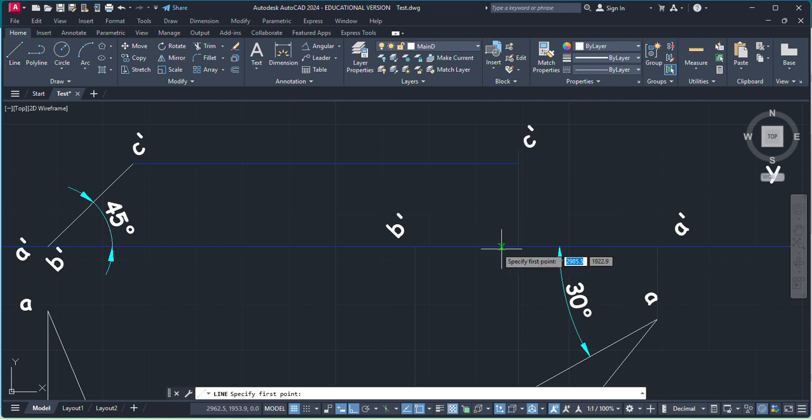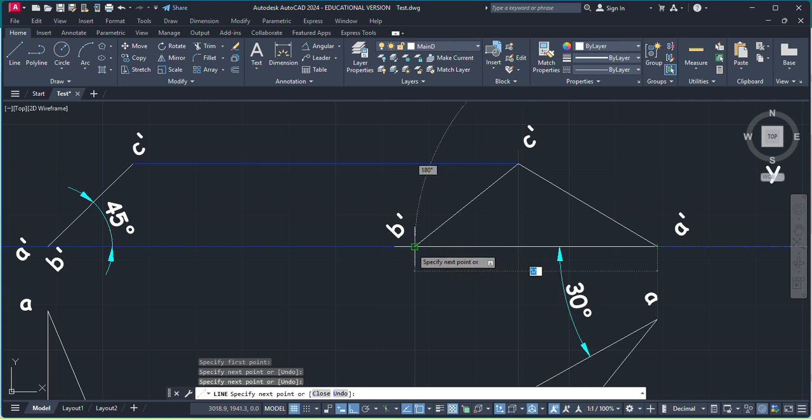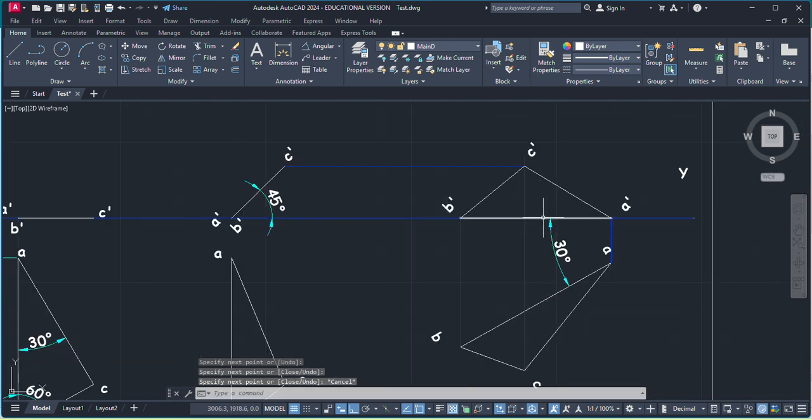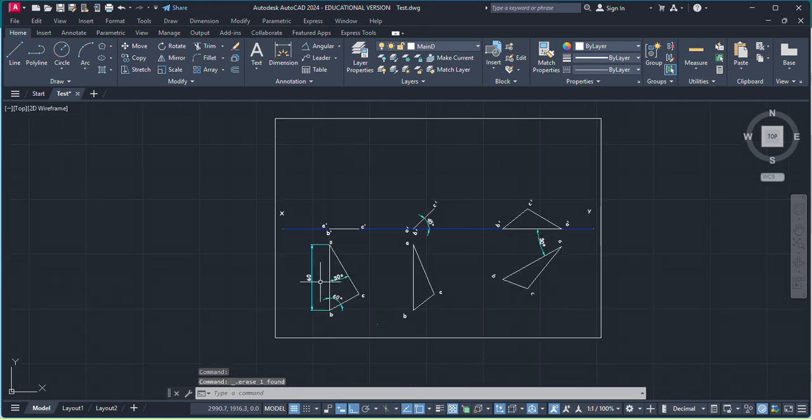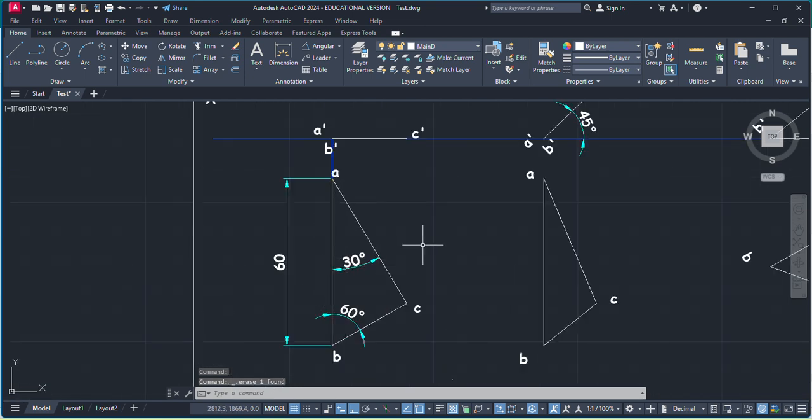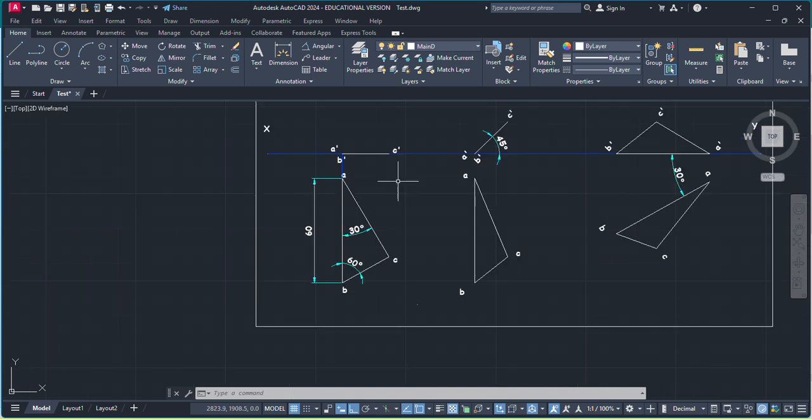B, C, A and B. So the longest side stays on the reference line because it is resting on HP. So this is our 30 to 60 degrees set square, which is resting on HP on its longest side. One angle is at 30 degree, another one is 60, so this one will be 90 degree, and the side opposite to this 90 degree angle is the longest side, hypotenuse. So in front view, again a straight line will appear.